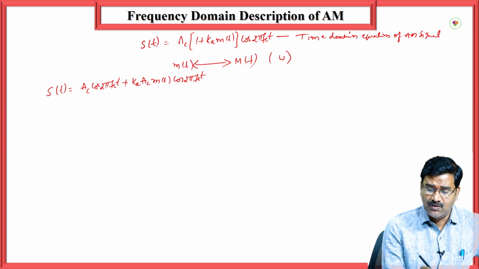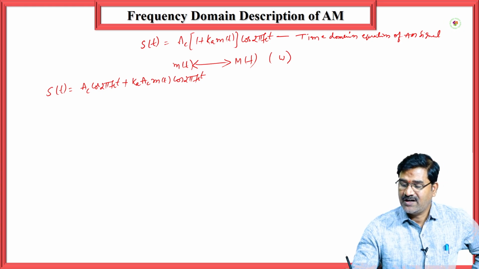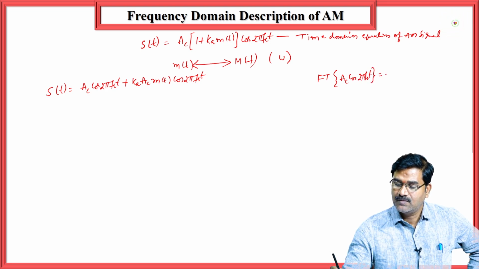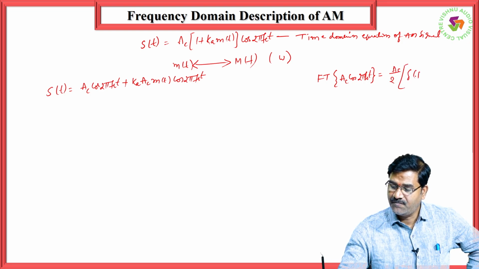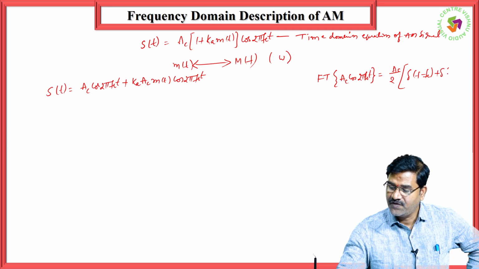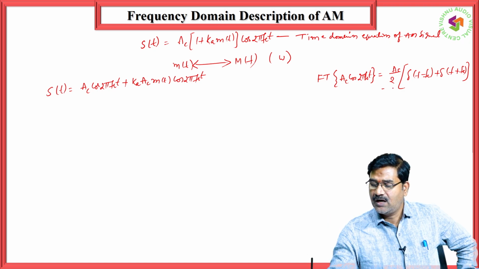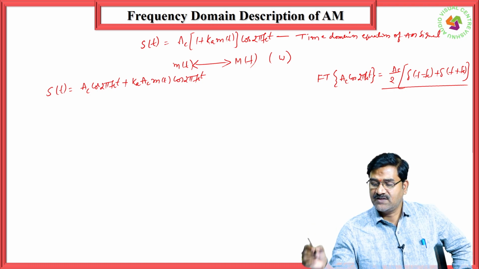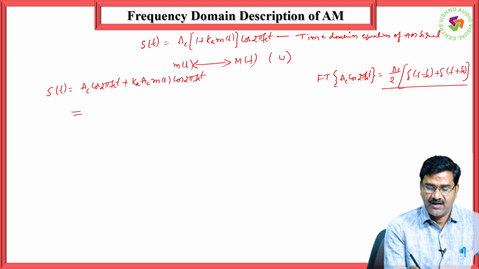Right. So now, if I apply the Fourier transform for this, the Fourier transform for Ac cos 2 pi fct is given by Ac by 2 into delta of f minus fc plus delta of f plus fc. From the signals and systems basics, you will get the Fourier transform for Ac cos 2 pi fct is given by this expression. Okay, right. So based on that, you can get the Fourier transform.